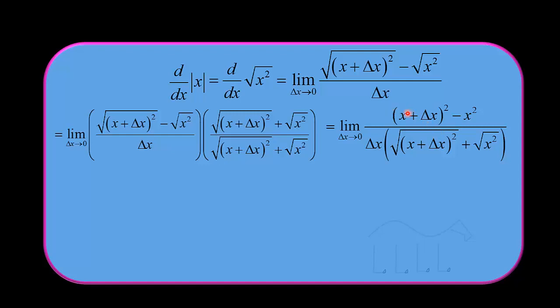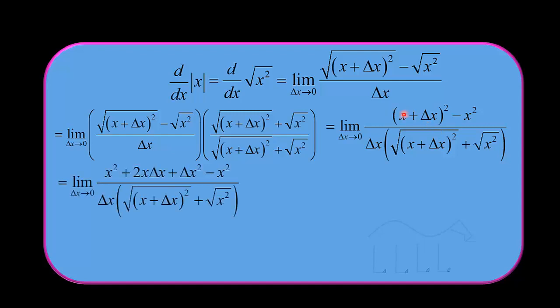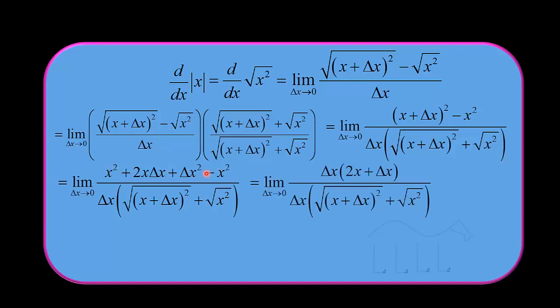Now I'm going to multiply out the top. This right here is the top, the binomial there. And notice the x squareds are going to cancel. And then I'm just left with 2x delta x plus delta x squared. And I factor out a delta x, which this delta x and this delta x cancel. And I'm left with this.